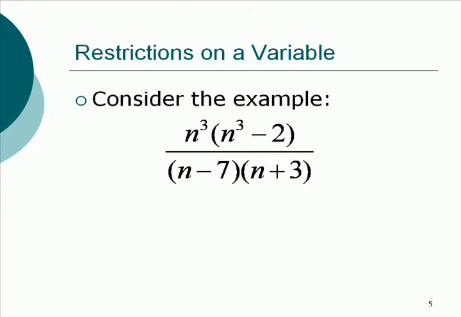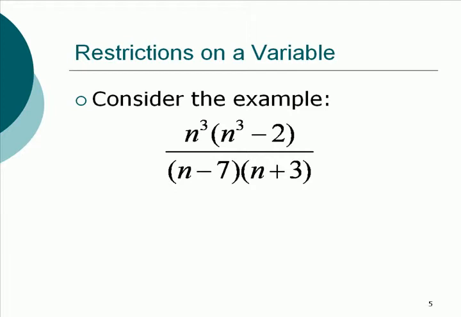Anytime you've got an algebraic fraction, you always have to make sure that that denominator does not end up being 0. So if you look up here, there's basically two values that would let that denominator be equal to 0. What are they? 7 and negative 3. That's right.